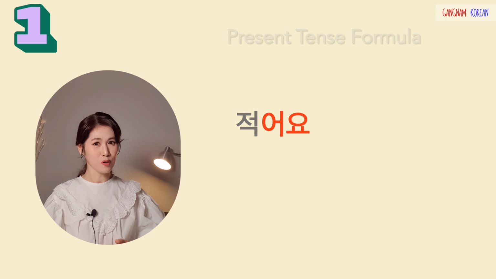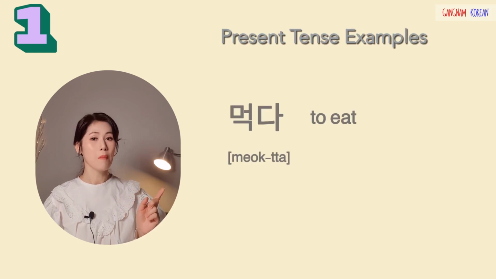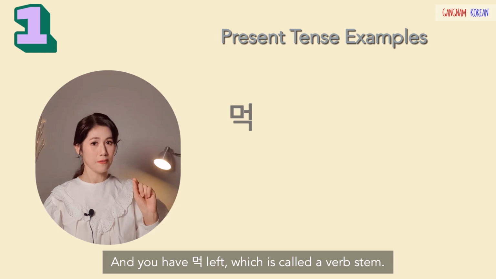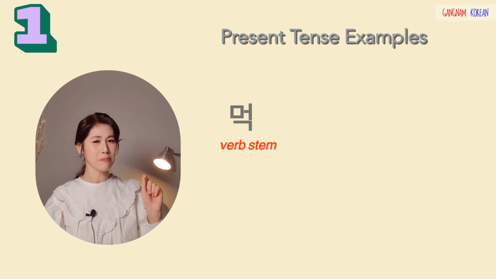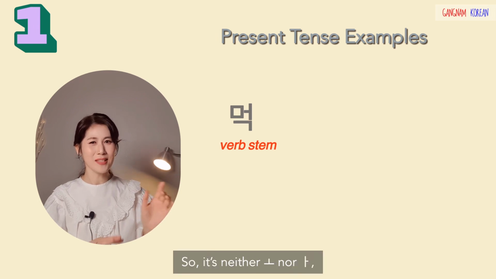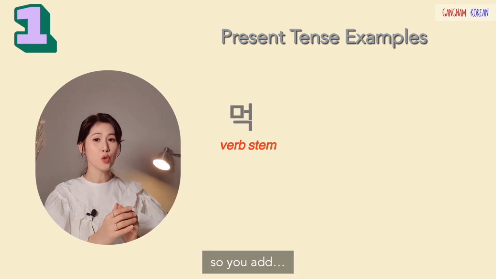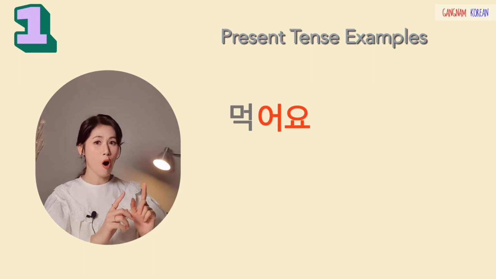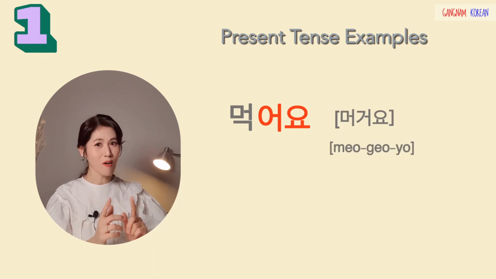Let's take some examples. 먹다, to eat. First, take away the 다 and you have 먹 left, which is called the verb stem. And 먹, what vowel does it have? 어, right? So it's neither 오 or 아, so you add 어요. So it's 먹어요.